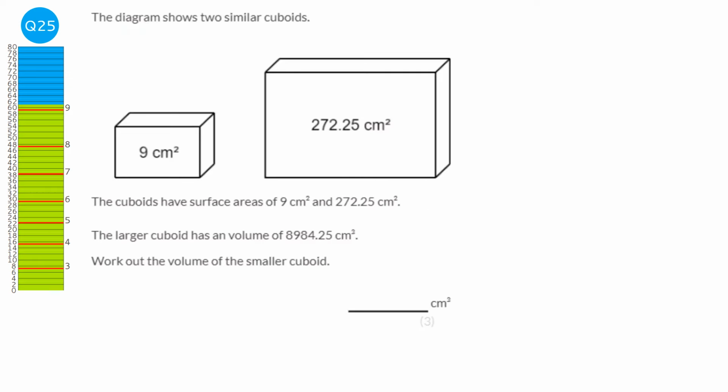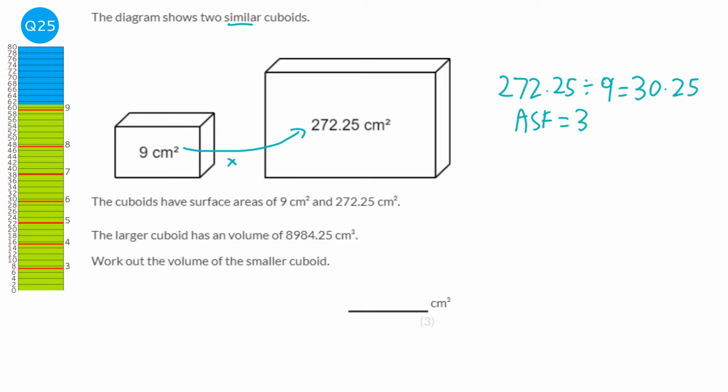So we know the cuboids are similar, so there's going to be scale factors. And we're given the 2 surface areas, so we're going to first of all start there. And we know that there's going to be a scale factor between them. So what do we times the 9 by to get to the 272.25? So we're going to do 272.25, the big one, divided by the small one, to find out what the area scale factor is. And when we do that, we get 30.25. So the area scale factor is 30.25.